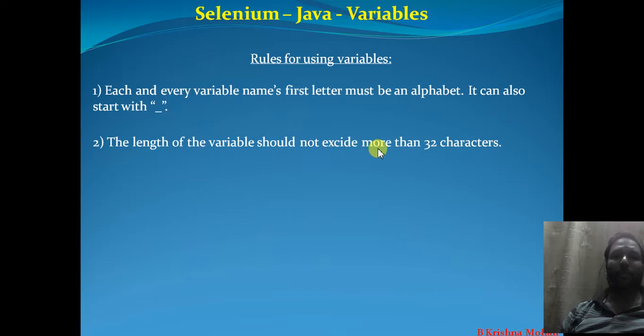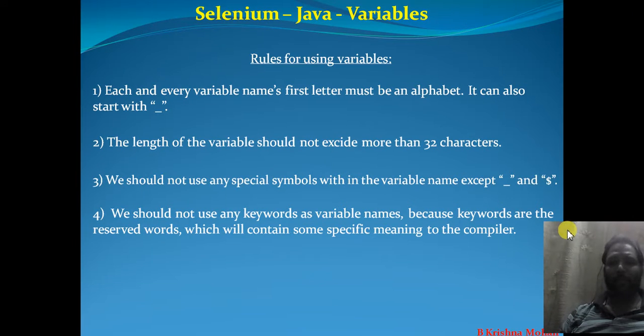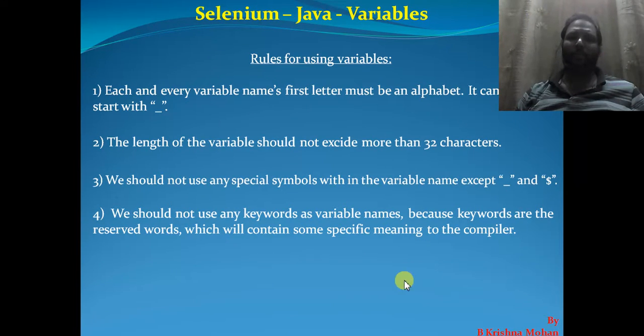The second rule is that the length of the variable should not exceed 32 characters. You should not use any special symbols or special characters in the variable name. An underscore will be accepted, and along with that we can also use the dollar sign. Then you should not use any keywords as a variable name. Keywords, such as class or new, are words which are already defined by the Java developers. Those words we should not use. We will see all those things, and how to define a variable.